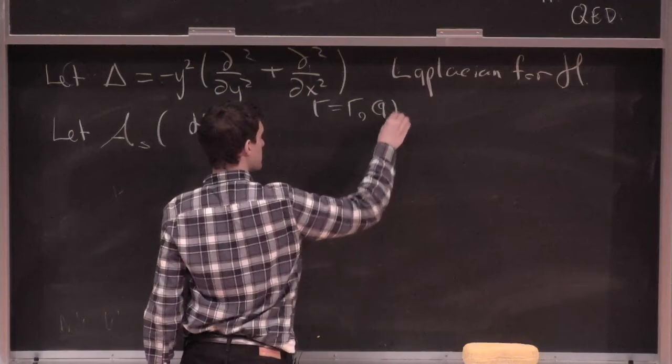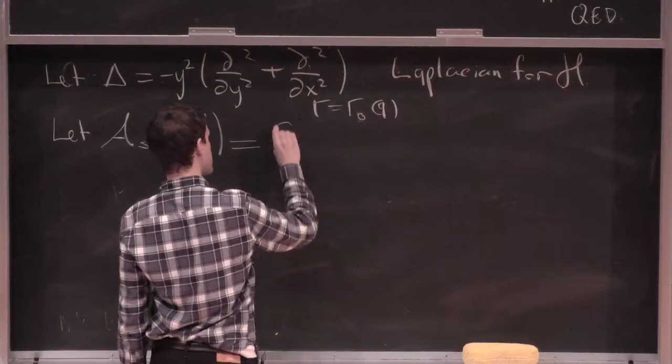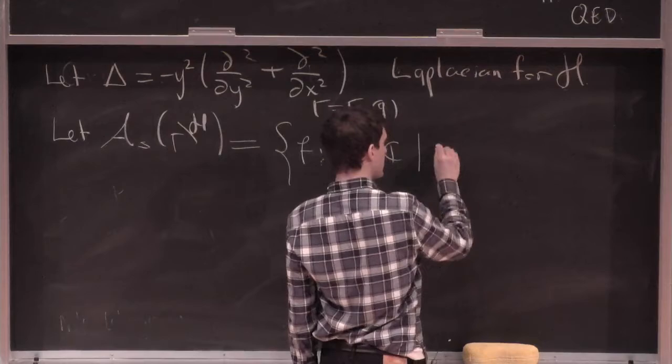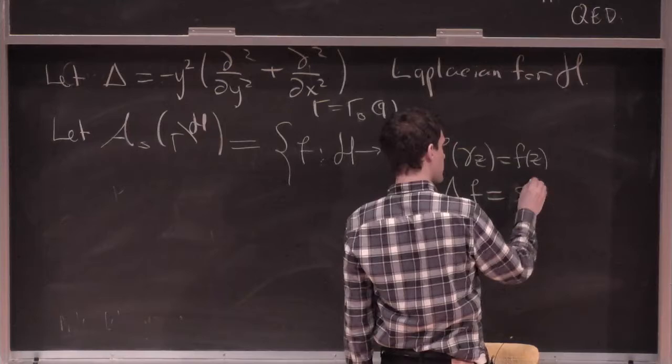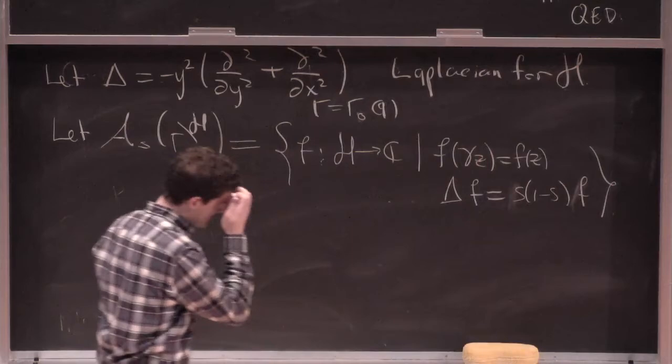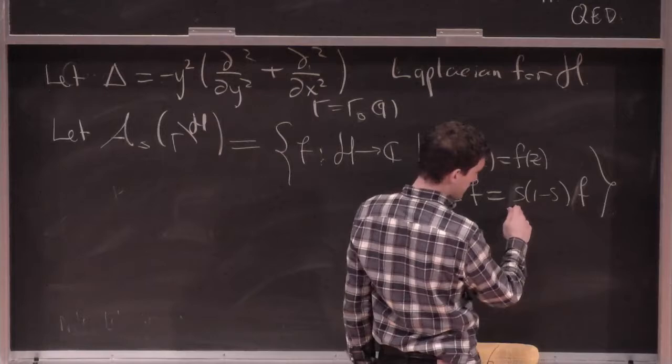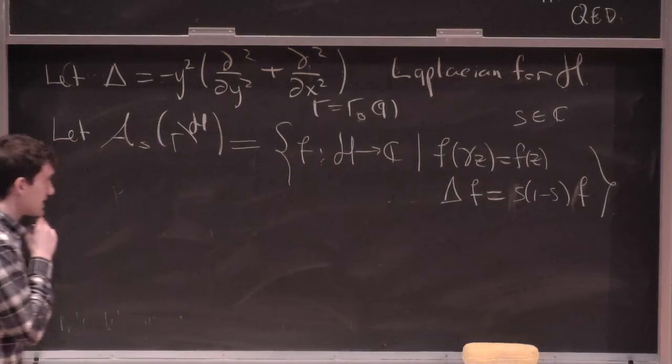And so this is going to be the space of functions from the upper half plane to the complex numbers, such that it's invariant by Gamma, and also such that f is an eigenfunction of the Laplace operator. OK, and then it actually turns out to be most natural to write this eigenvalue in the following way. But here, s is just going to be some complex number. OK, so that's a space of functions.